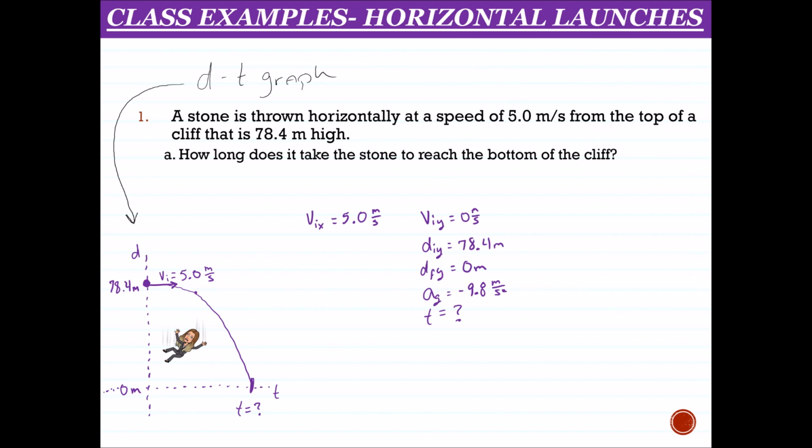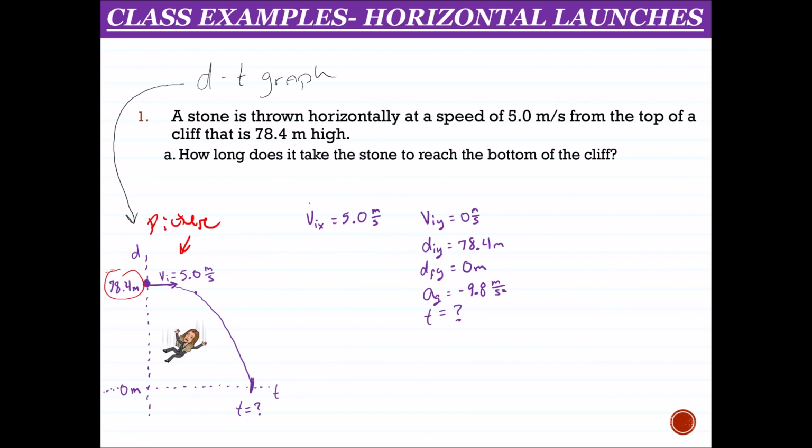Okay, let's do a class example. Label this horizontal launches and show the work in your science notebook. A stone is thrown horizontally at a speed of 5 meters per second from the top of a cliff that is 78.4 meters high. Draw this picture. How long does it take the stone to reach the bottom of the cliff?